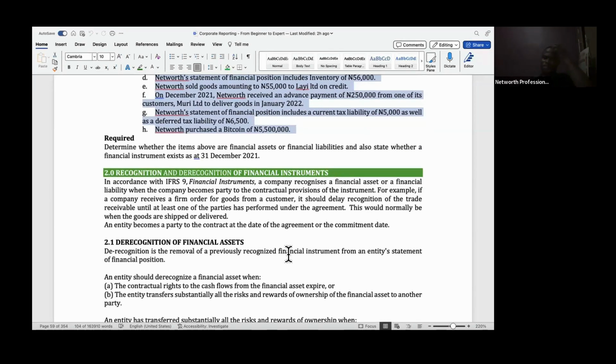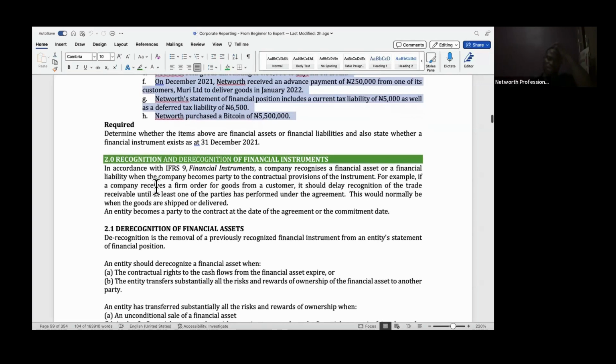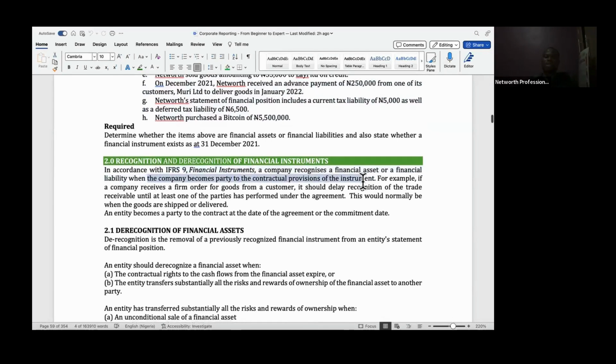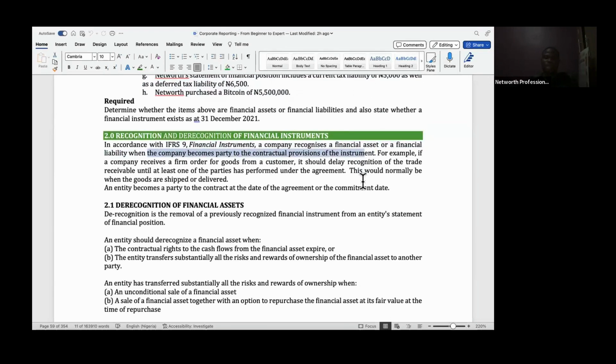We said majorly that you can recognize a financial instrument in line with IFRS 9, because that's the standard that deals with recognition and derecognition of financial instruments. You can only recognize a financial instrument when an entity becomes a party to the contract. An entity can become a party to the contract either at the date of the agreement or at the commitment date. That is when it becomes a party to the contract.